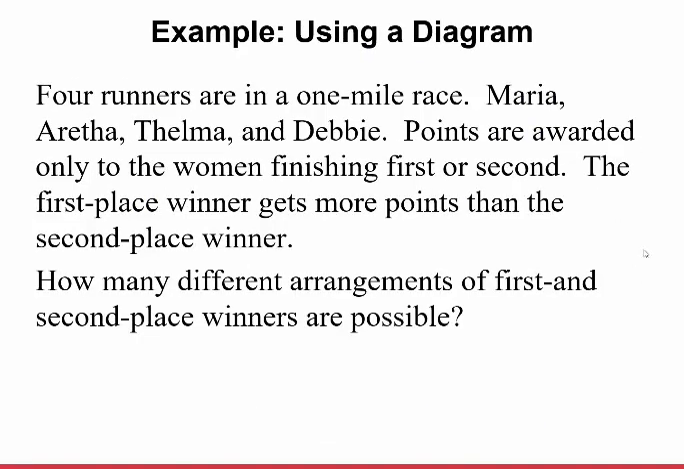Okay, let's talk about using a diagram. 4 runners are in a 1-mile race. We've got Maria, Aretha, Thelma, and Debbie. Points are awarded only to the women finishing first or second, and the first place winner gets more points than the second place winner. Okay, so how many different arrangements of first and second place winners are possible?